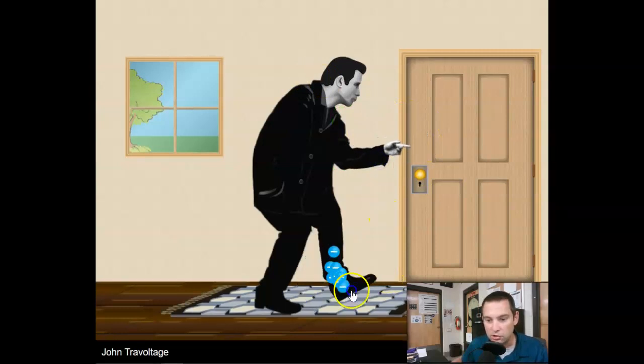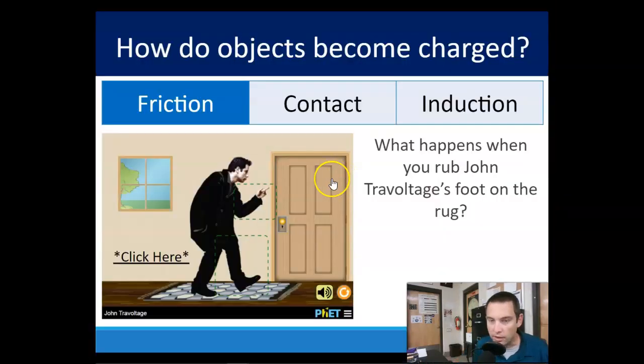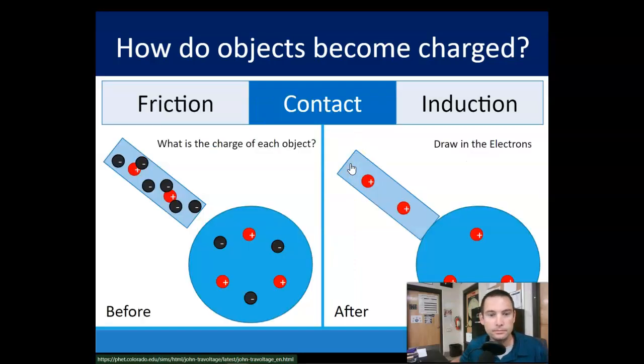If we're closer, then the discharge happens a lot faster. So that is the first way that an object can become charged, through friction, through the moving of those charges. Another way can be through contact.